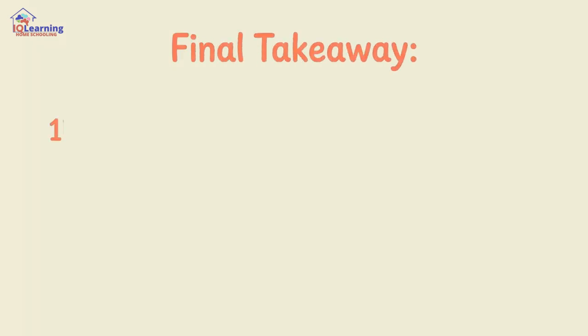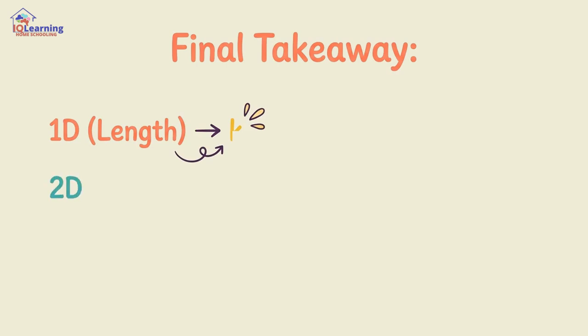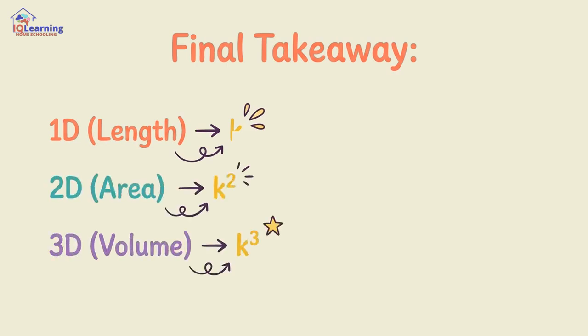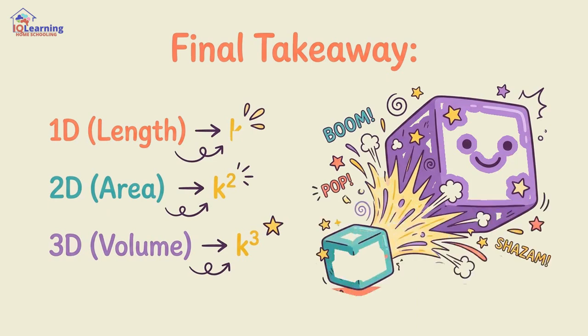Final takeaway. In one dimension, scale by k. For area, scale by k squared. For volume, scale by k cubed, because volume uses length, width, and height. Double the sides and the volume explodes by 8.